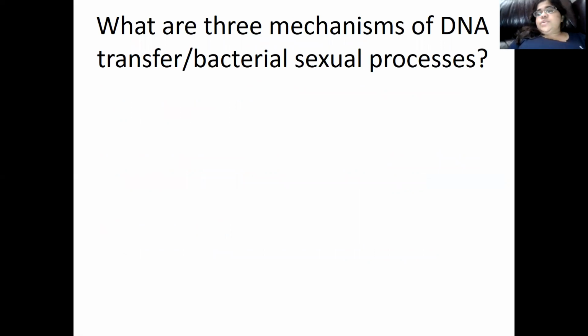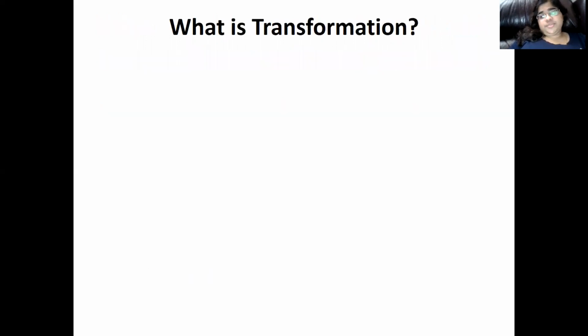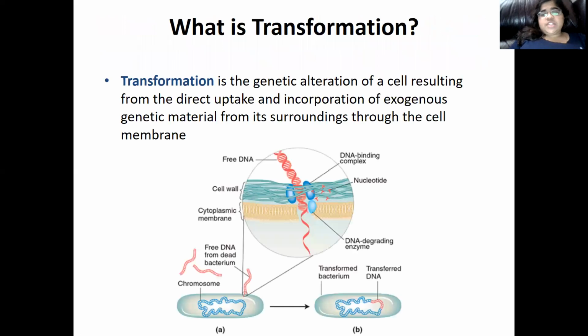So what are the three mechanisms of DNA transfer or bacterial sexual processes? So three mechanisms of DNA transfer include transformation, transduction, and conjugation. So what is transformation? Transformation is when a bacterial cell takes up a free piece of DNA lying around in its surroundings. So it literally just pulls that right in and incorporates it into the chromosomal DNA.